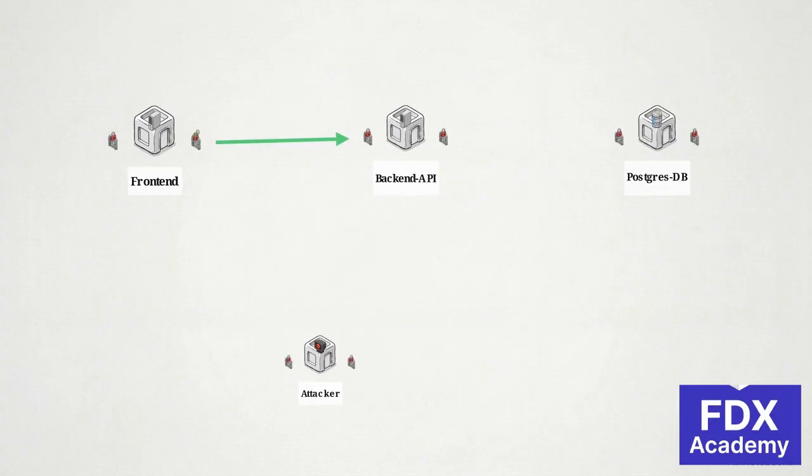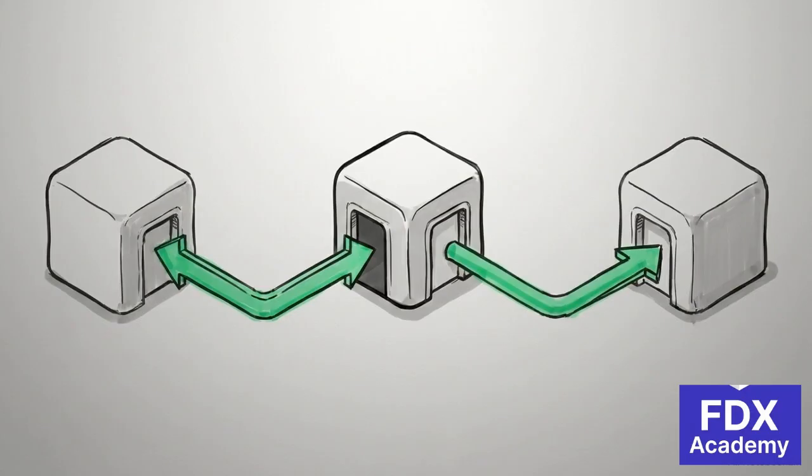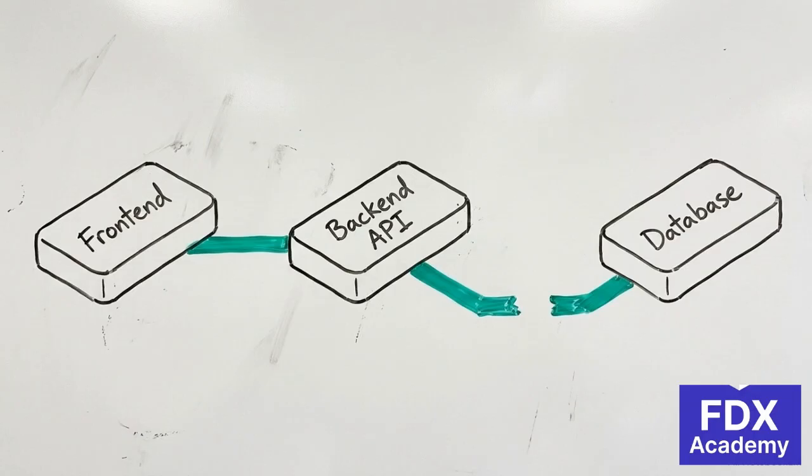Next, we move to the back-end API pod. This middleman processes data between the user and the database. To accept incoming front-end requests, we unlock its ingress door. The back-end then queries the database, so we unlock its egress door. Any service sitting in the middle of a communication chain requires exact configurations for both its ingress and egress. Missing either rule breaks the entire application flow.